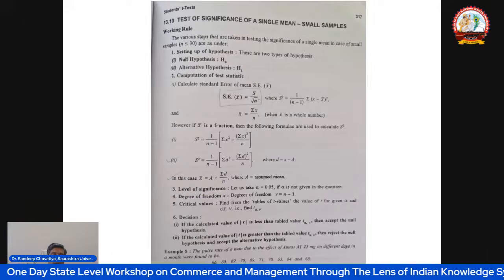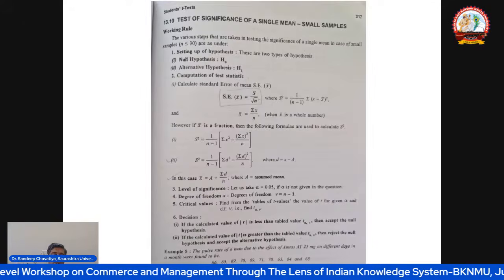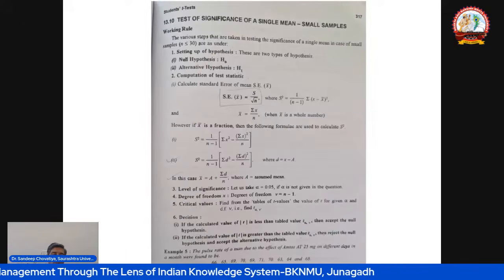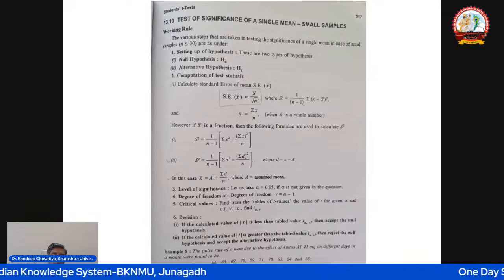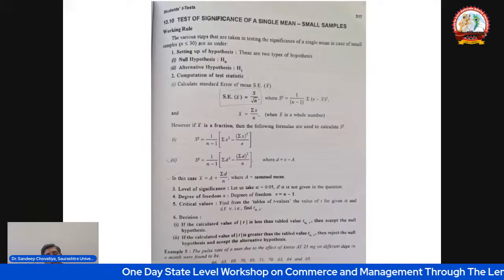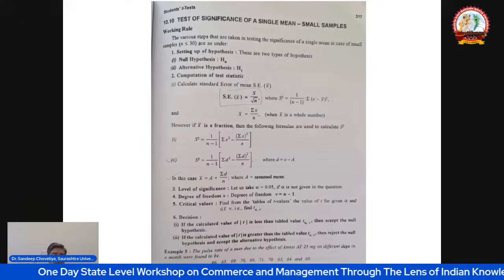As I said before, the Z table is given; likewise the T table is also given at the back of the log table book. Then the decision: if the calculated value of t is less than the tabulated t, then we accept the null hypothesis. If the calculated t value is greater than the tabulated value, then we reject the null hypothesis.